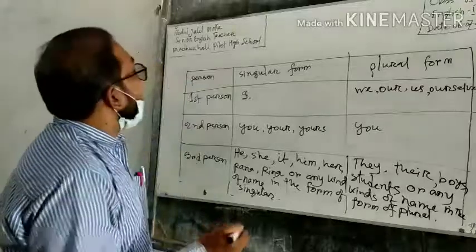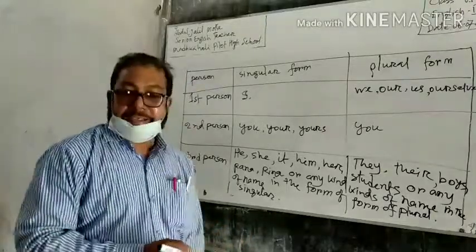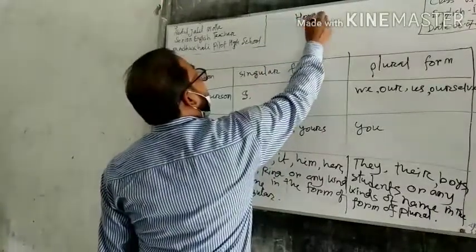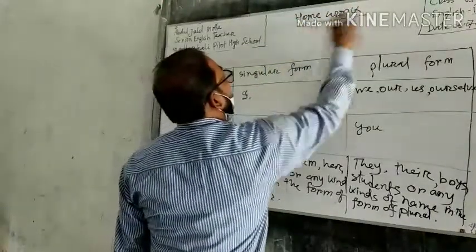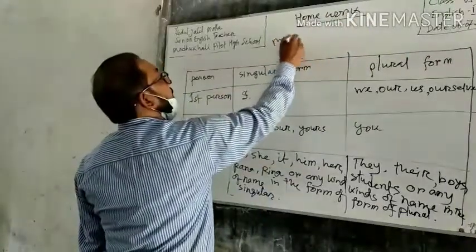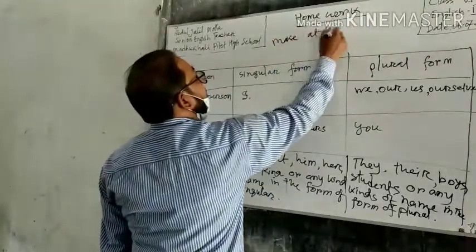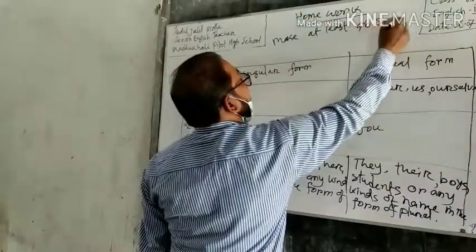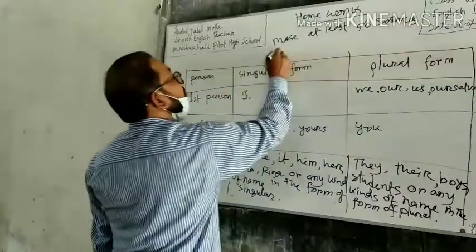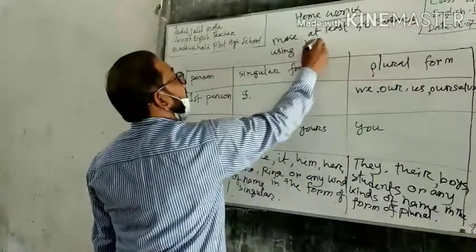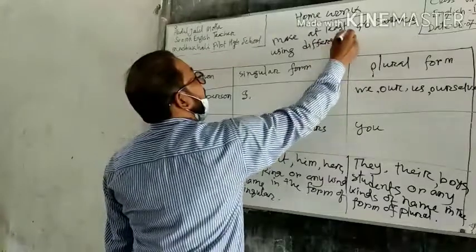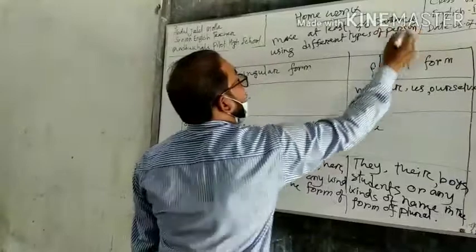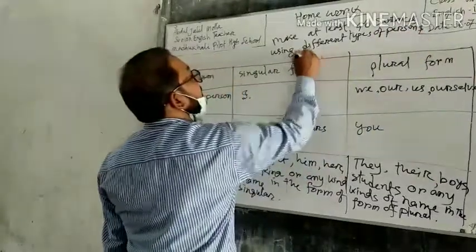Okay. Now I am giving you exercise from these topics. Your exercise, your homework will be: make at least 50 sentences using different types of persons in sentences.